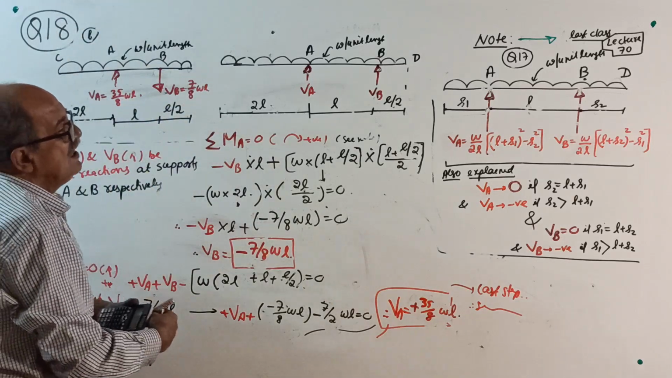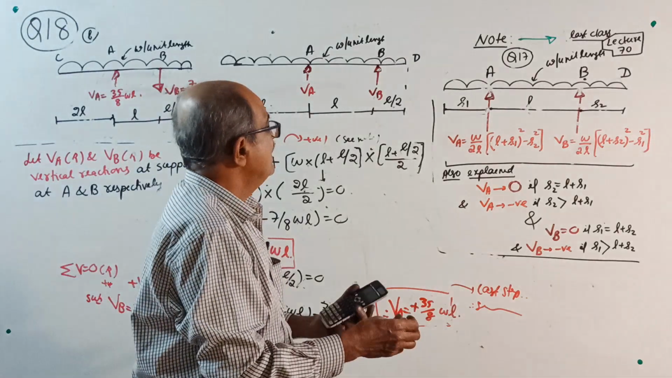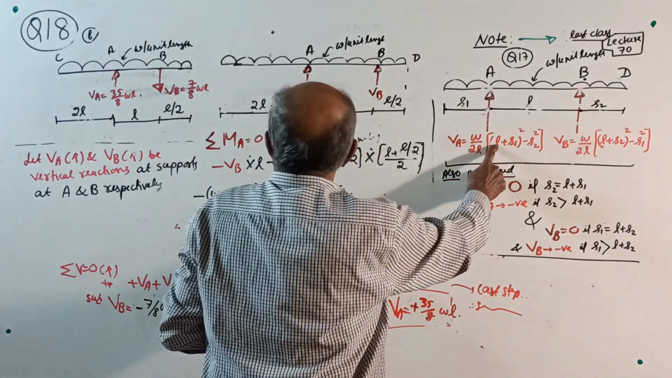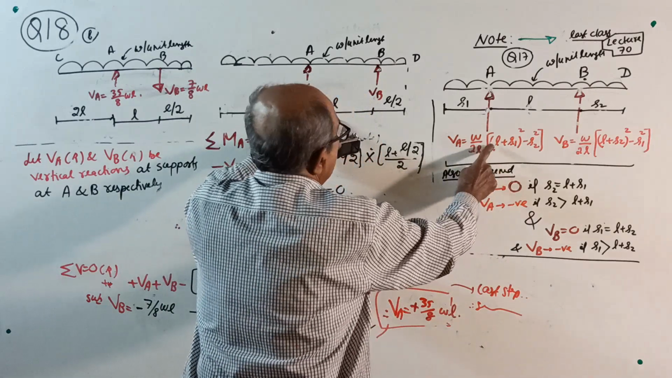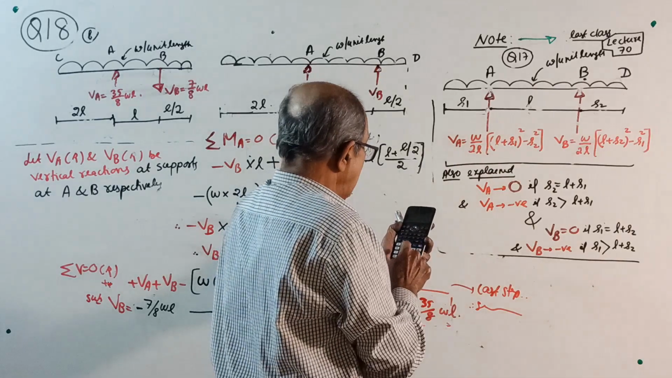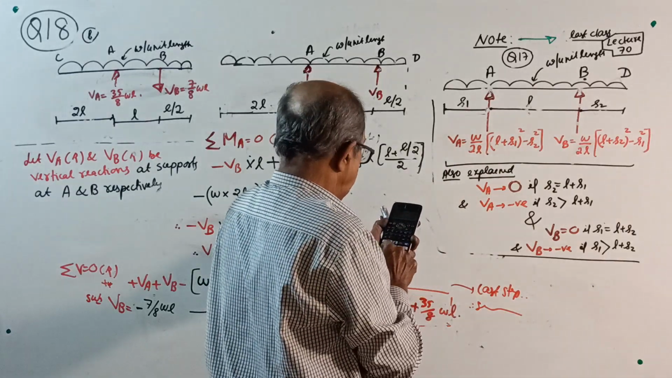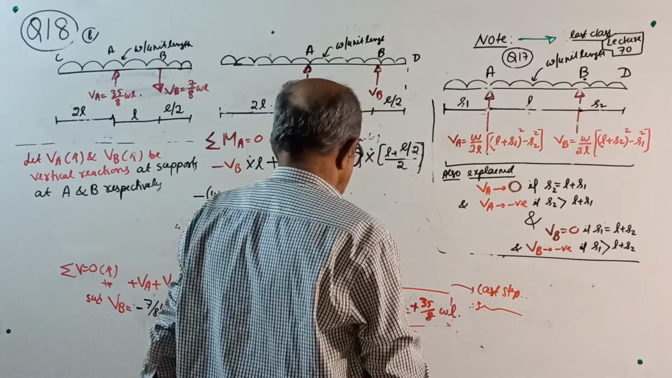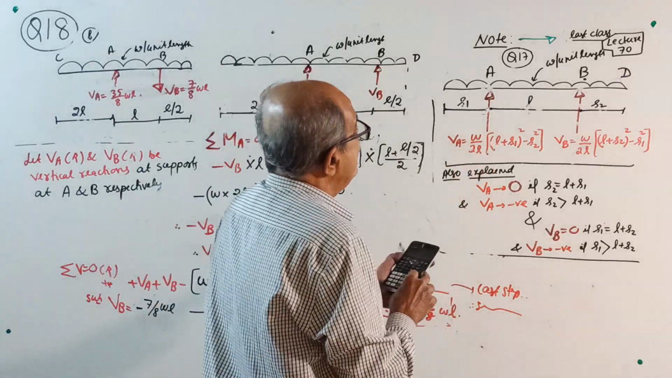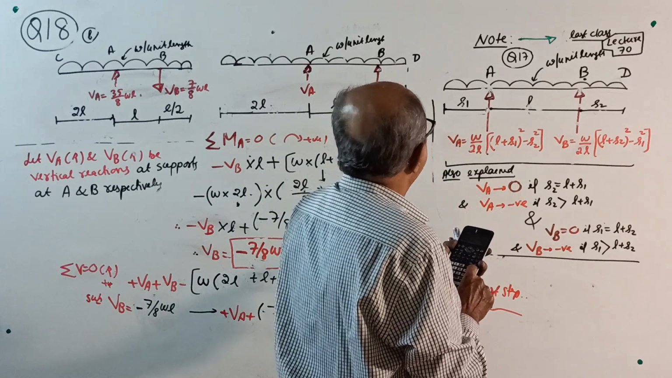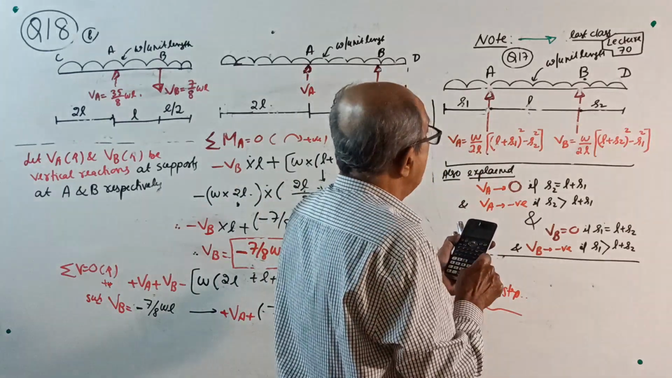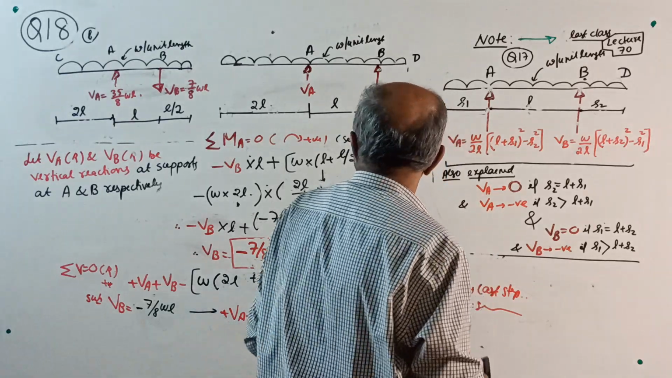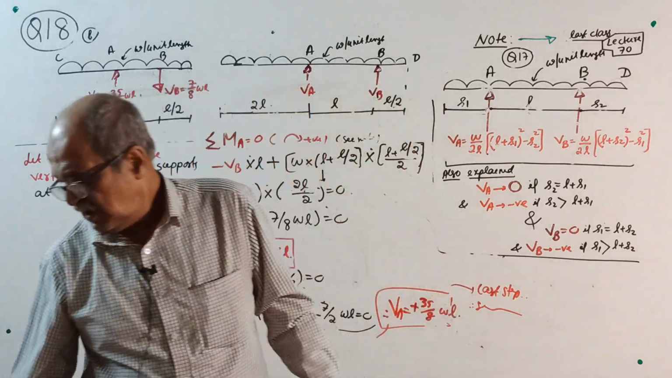Now I will do one thing: I will check the answer here. Actually not required, still, if there is any calculation mistake we can make out. See, VA: L into 1 plus 2, 3 square minus 0.5 square divided by 2, gives the number 35 by 8. Yes. And VB: L into 1 plus S2 is 0.5, 1.5 square minus 2 square divided by 2 is minus 7 by 8. Perfectly correct. Over.